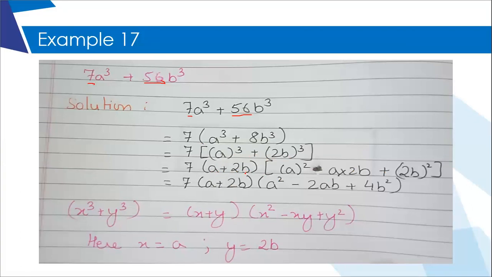So a plus 2b in the first bracket. Second bracket, it is a square minus x into y, which is a into 2b, plus y square, which is 2b whole square. So when you open this bracket, you will put the square on 2 and b both. So 2 square is 4 and b square is b square. Rest of them are simple to understand. So a square, and minus 2ab. Yes, Toshit?